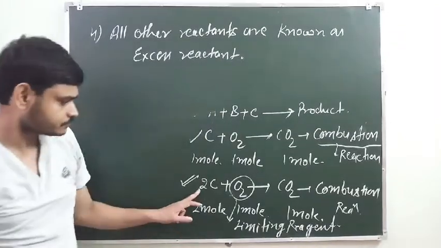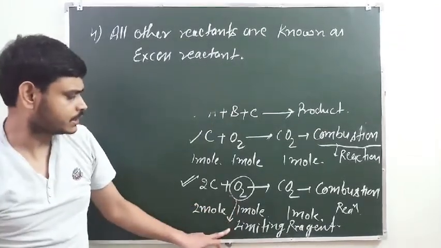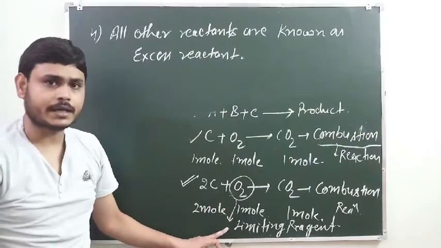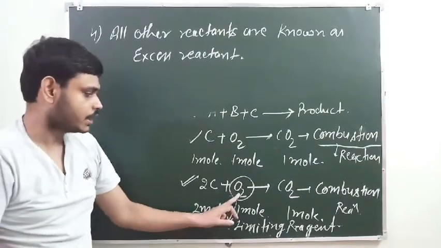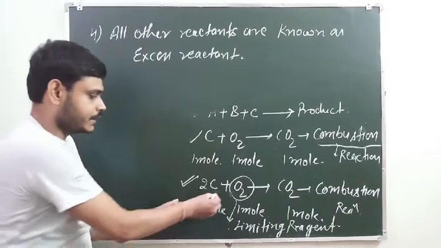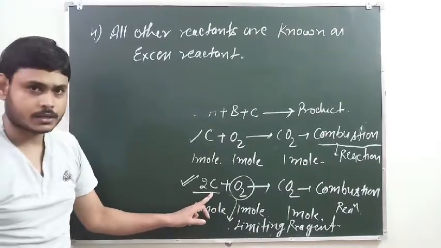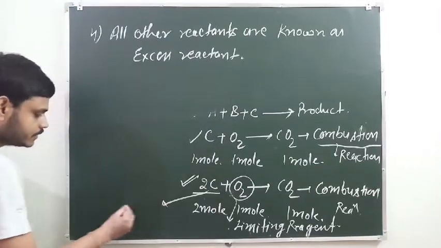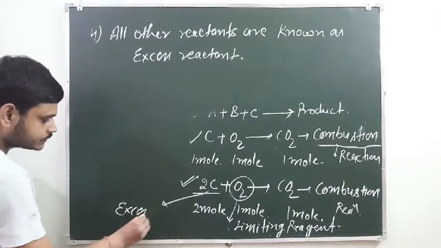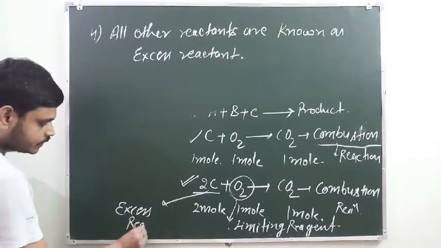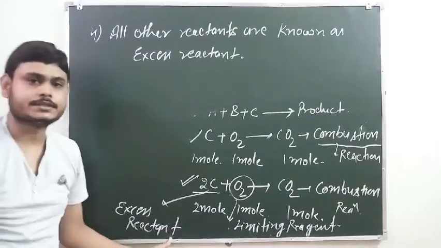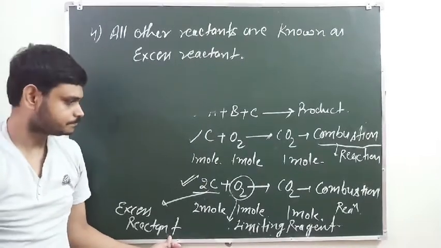In this reaction, the oxygen is the limiting reagent because the oxygen reactant gets finished first, and the other reactant, that is carbon, is the excess reactant. This carbon is the excess reactant or excess reagent. Clear?